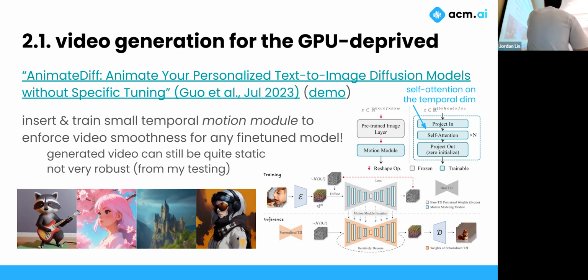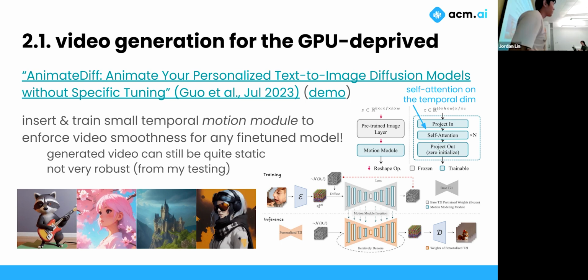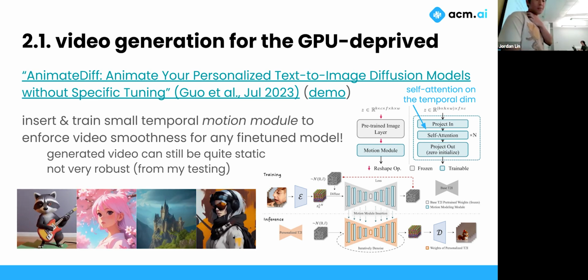So, basically, generated videos can still be quite static, and it's not very robust, because I was messing with it a lot over the summer. But it works if you just generate enough seeds, and one of them will work. So that's a pretty cool result, and they actually got pretty famous in the Chinese generative AI community. So yeah, self-attention on the temporal dimension. Any questions about this paper?